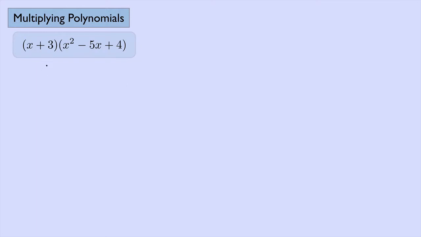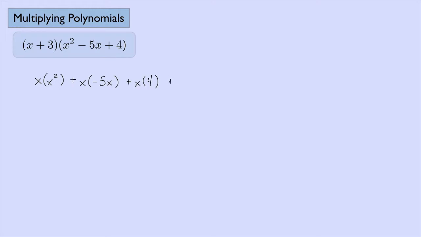So one way we can do it is to use the distributive law. So I'm going to distribute the x across each term in the trinomial, and then I'm going to distribute the 3 across each term in the trinomial. So that'll look something like this. I have the x times the x squared. Then I have the x times the negative 5x. And then I have the x times the 4. And that takes care of distributing the x across these three terms.